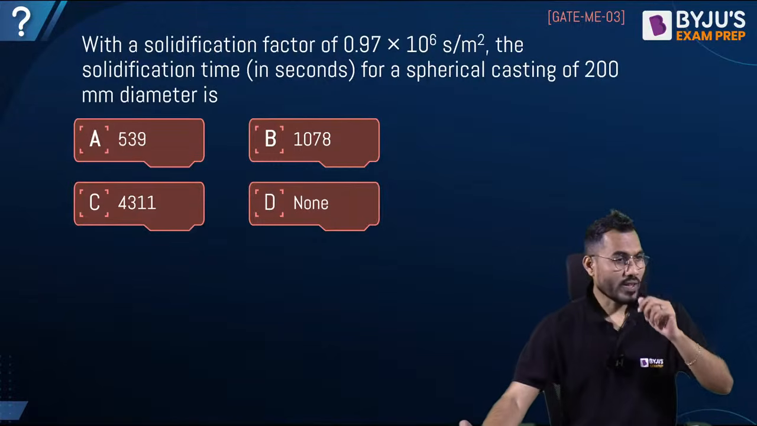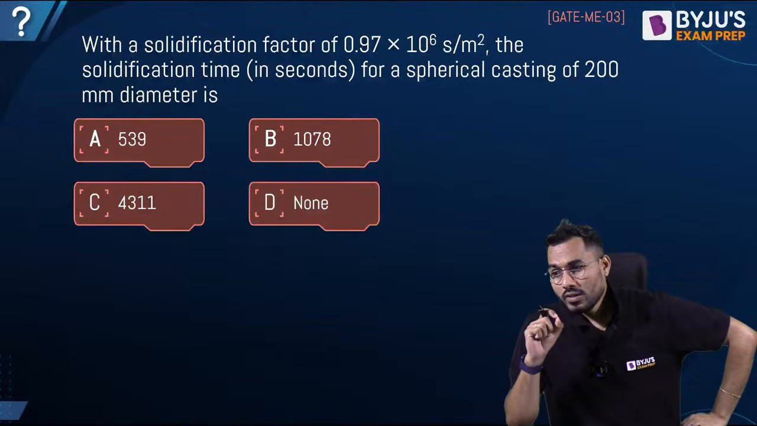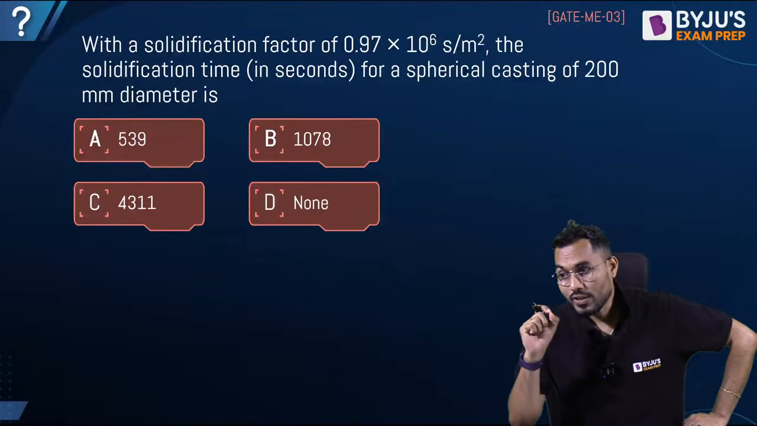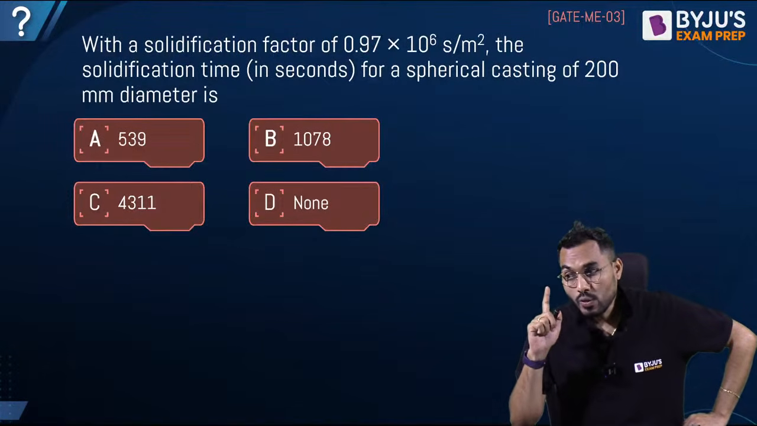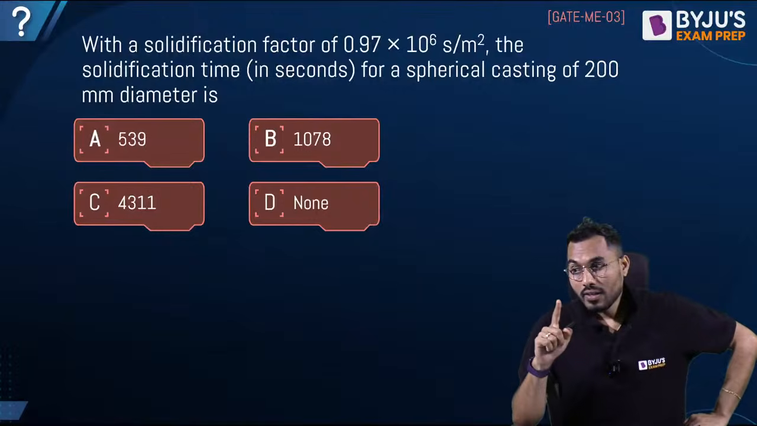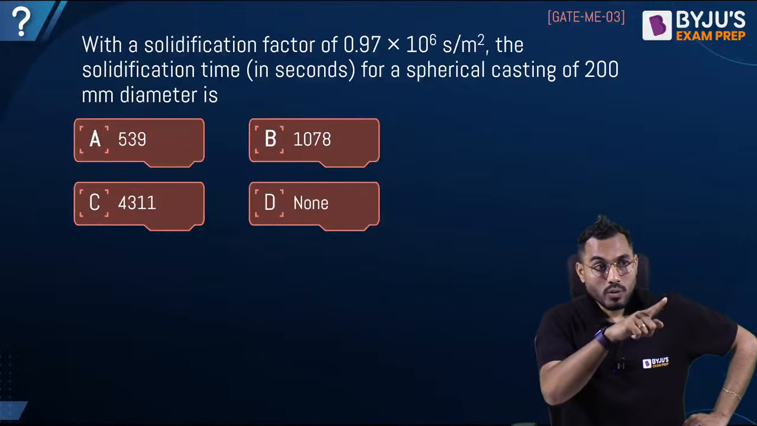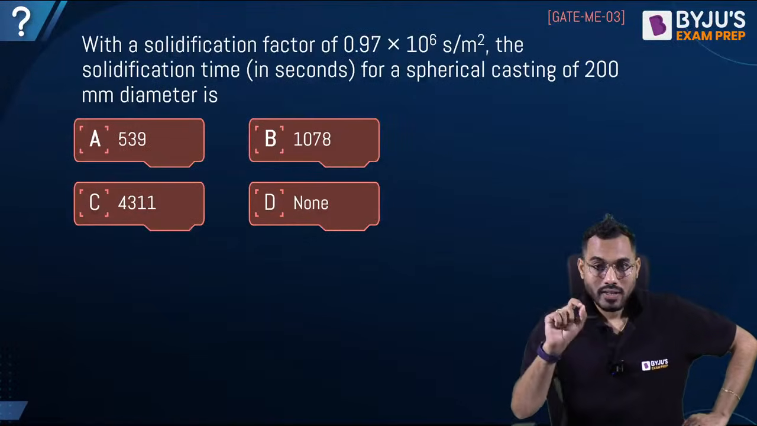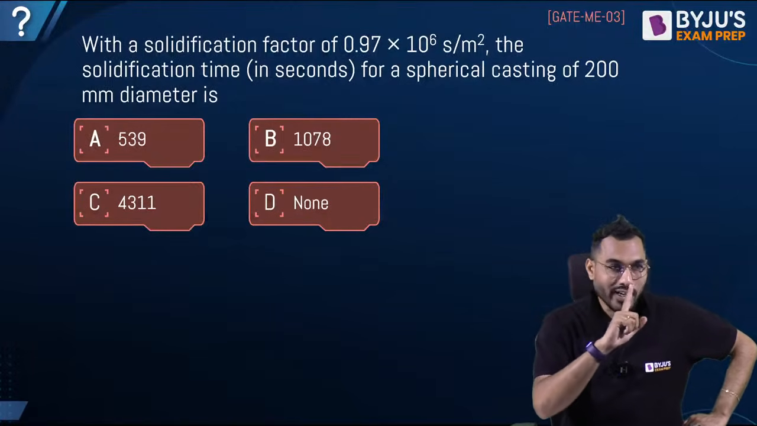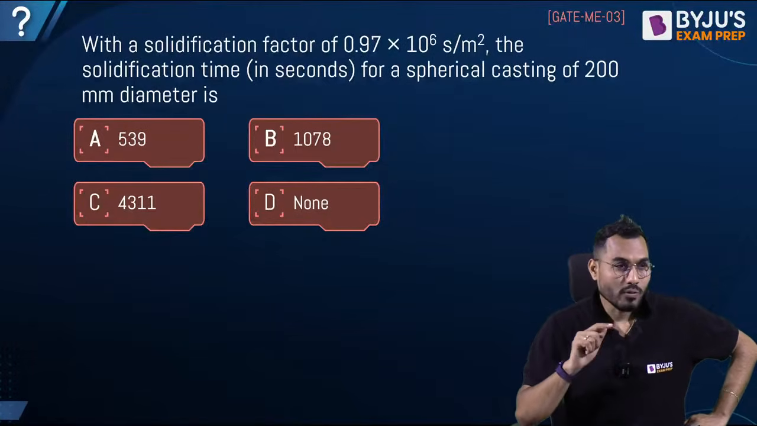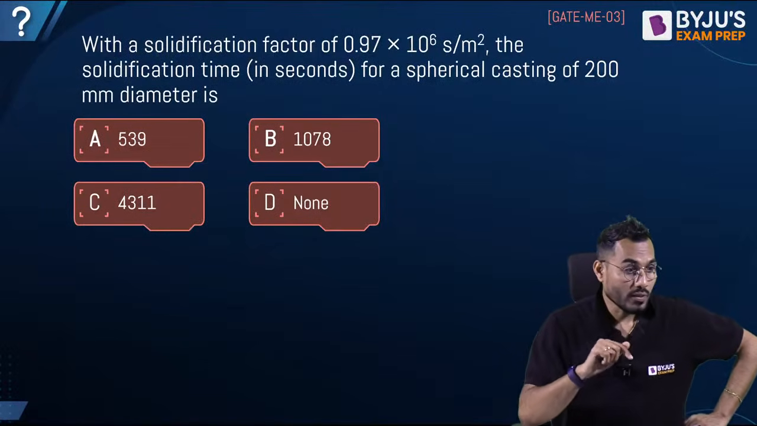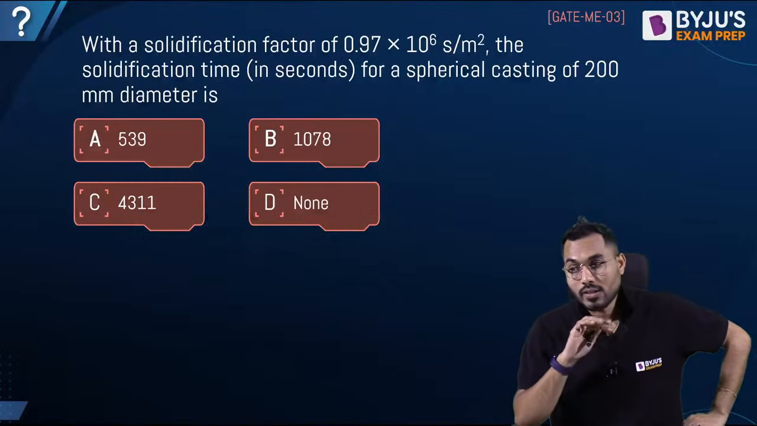Fine. Next question. What is the next question? Sir, with a solidification factor of 0.97 into 10 to the power of 6 second per meter square. So Mohit, if you have a doubt, come to my Telegram channel and write me a message. I'll contact you and tell you, because here we have to solve. Rest of the students are also watching and they'll get disturbed. So whatever the problem is related to this, we'll solve it.